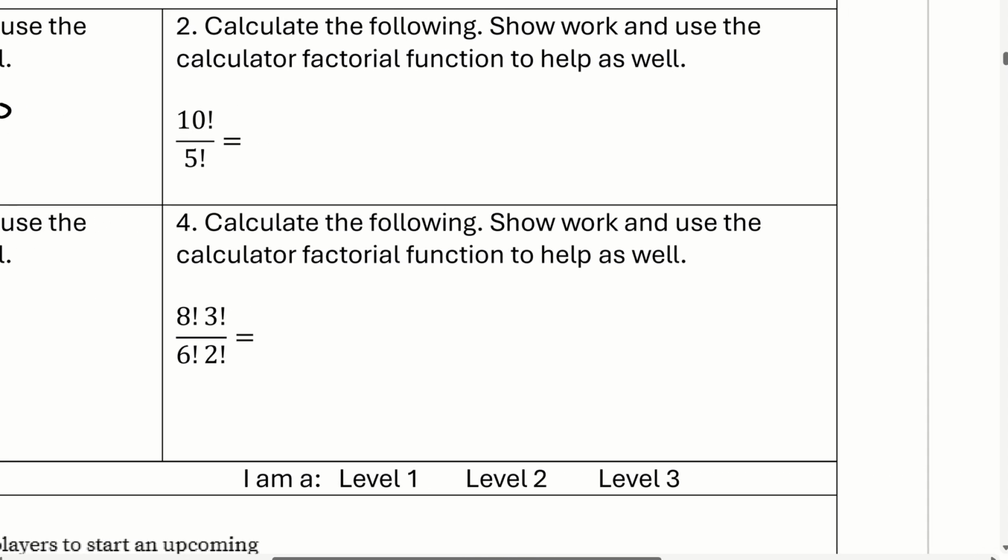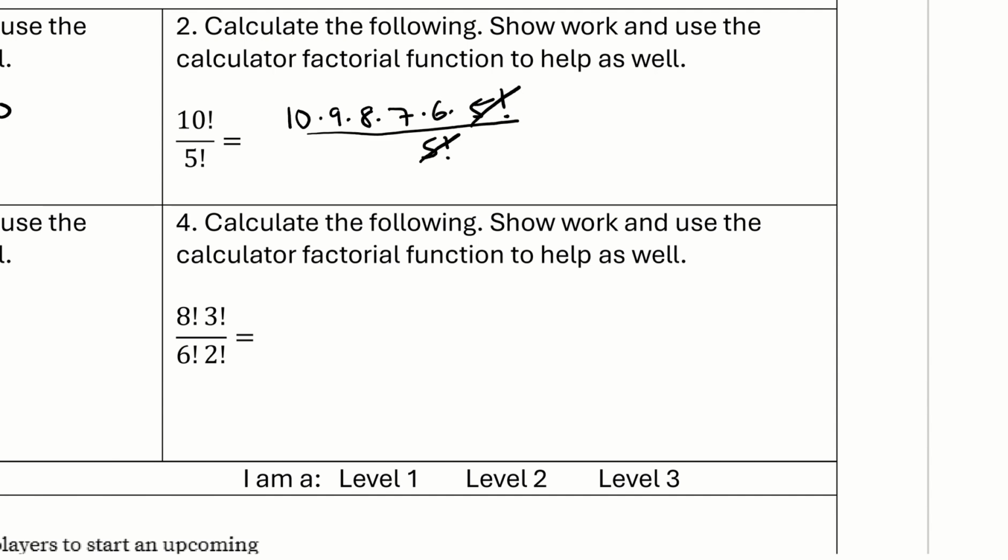All right, calculate the following: show work and use a calculator function. Okay, so we got 10 factorial. Now, when we have 2 factorials like this, remember it's good to continue to multiply until you get to the bottom number factorial, so that way you can cancel it out. And so now we only have 10 times 9 times 8 times 7 times 6, which isn't as bad, right? So we can go ahead and do that. So we got 10 times 9 is 90. So then 10 times 9 times 8 times 7 times 6 is 30,240.